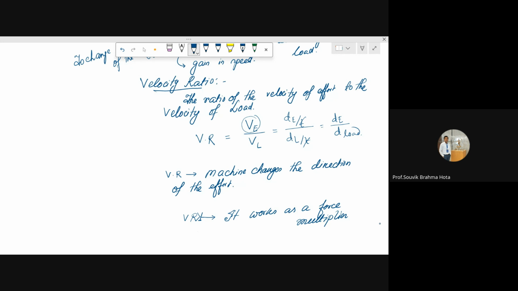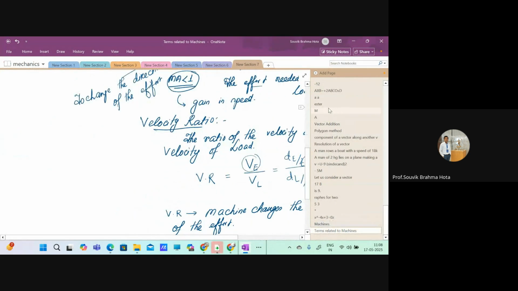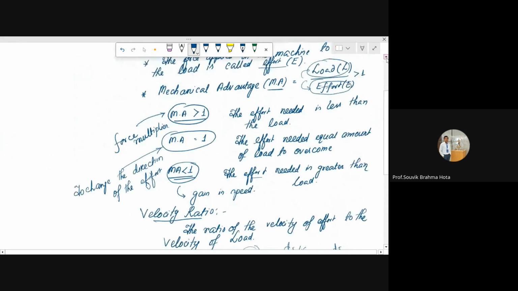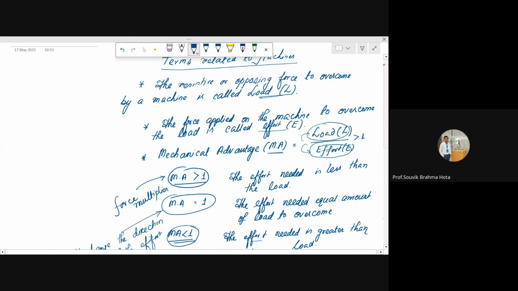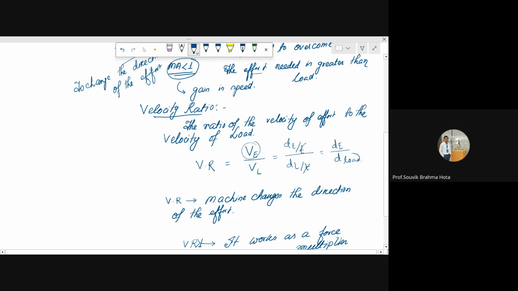But if we consider the unit of velocity ratio and mechanical advantage, in both cases they don't have any unit because they are the ratio of the same quantity. Just consider mechanical advantage, it is the ratio of load by effort. Now load is also force, effort is also force, so force by force, it is unitless. Similarly for velocity ratio, velocity of effort by velocity of load, both of them are velocity, so the ratio of the same quantity will give no unit. And then the distance traveled by the effort and distance traveled by the load is also the ratio of the same thing.